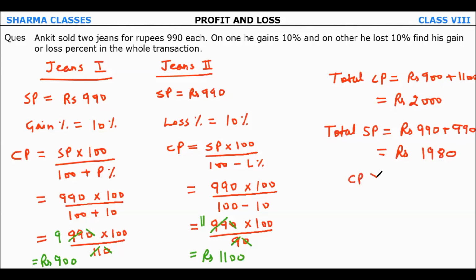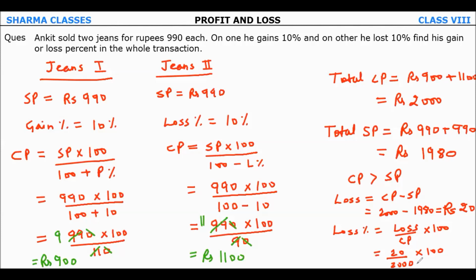That means CP is greater than SP. And when CP is greater, what do we have? We have loss, and to find the loss we can use the formula CP minus SP. We can see loss is rupees 20. Now we have to find the loss percent by using the formula, and when we solve it we can see zeros are getting cancelled with each other, and from here 2 is also getting cancelled with 2. So we will have 1% as our answer, which is loss percent. So this is our answer. Now let's move to the next question.